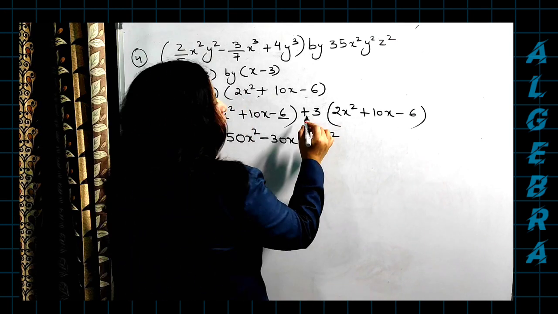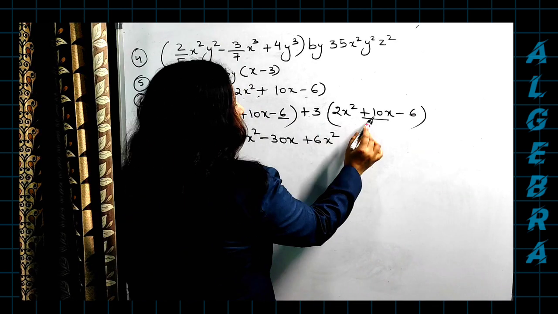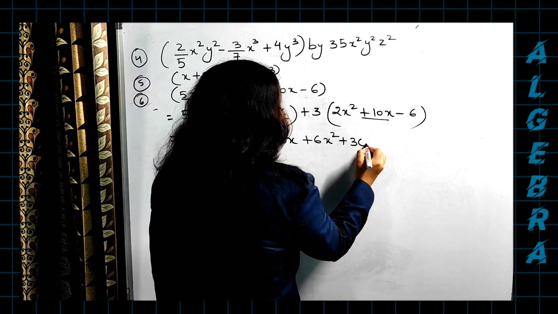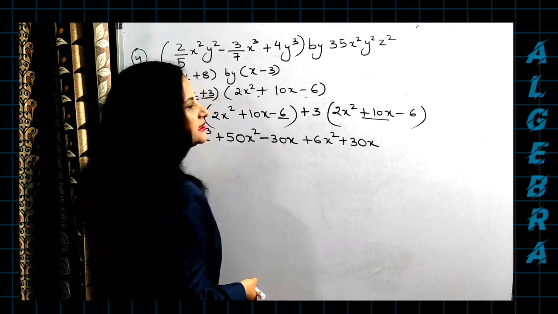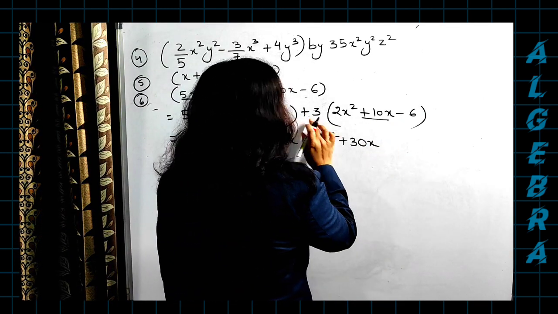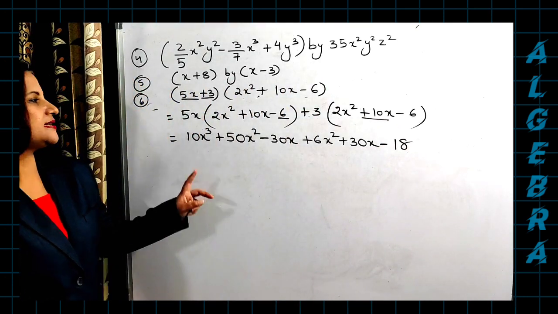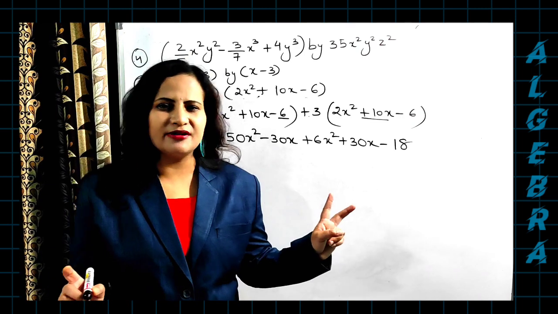Over. Now plus 3 with plus 10x. Next, 3 tens are 30. Plus 30 only, and only 1x. Clear? Now plus 3 with minus 6. Obviously plus into minus is minus. 3 sixes are 18. That's it. Is it clear with everyone?